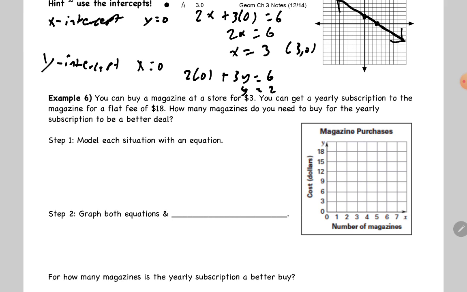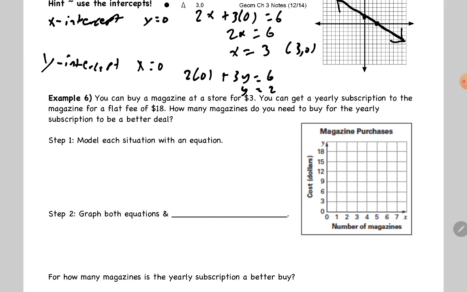So if this is a monthly magazine, then you need to buy, I wonder if that's what it is. It's a monthly magazine. Otherwise, that's really cheap, $18 a year. And you can just get whatever magazine you want. Or maybe you get one a month. Well, whatever it is, let's assume you get one a month, and this is a monthly magazine.